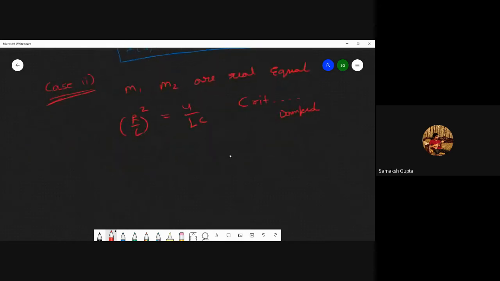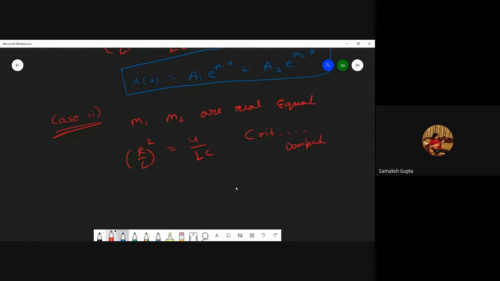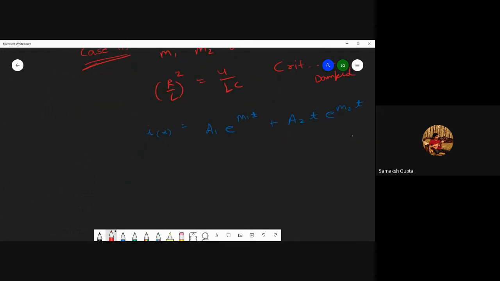Right. And again, the only thing that you need to remember is what sort of solution you have in case of a critically damped case. The solution will take the form a1 e to the power m1t plus a2t e to the power m2t. These a1 and a2 are, by the way, some constants which you have to figure out using initial conditions, which I'll show you how they are done.